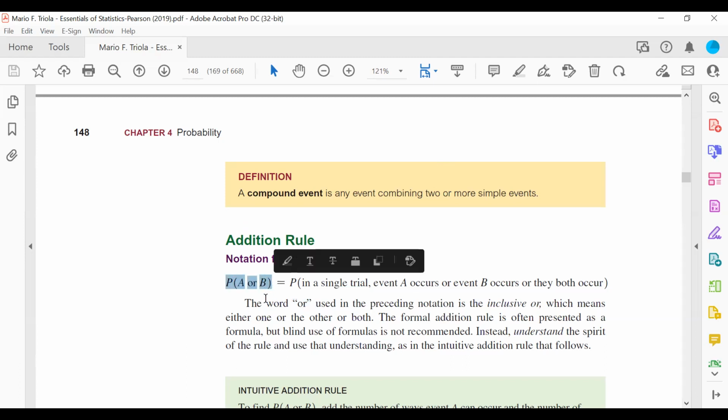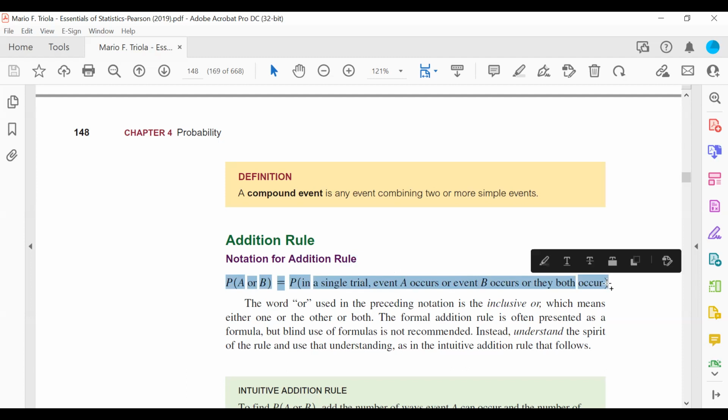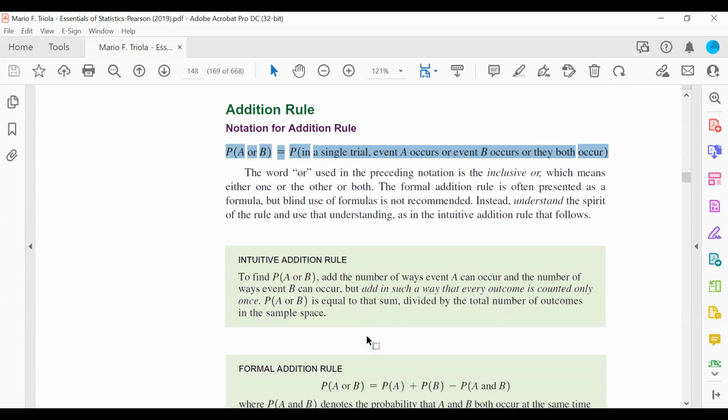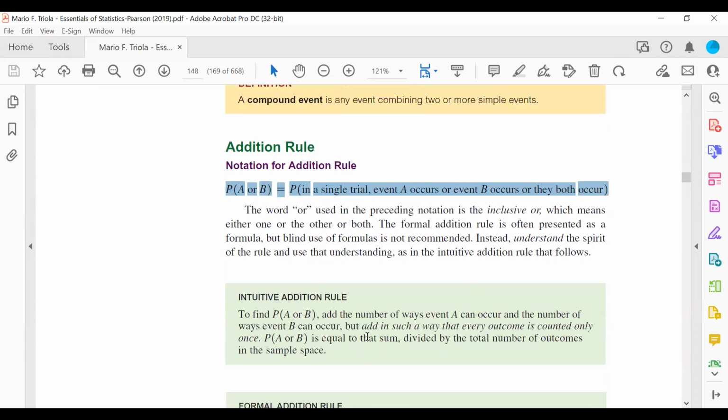It's going to be probability of event A or event B. That is equal to the probability that in a single trial, event A occurs or event B occurs, or they both occur. Now, there's two formulas. This is one of them, but there's another one that I'm going to show y'all. So there's two formulas. Okay, so you write the green one, I'll write it also.